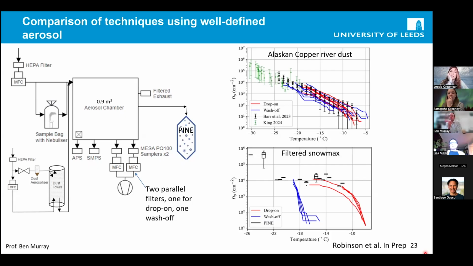For this one, you said you pre-filtered the Snowmax solution. What size did you filter the solution to? 0.2 microns. Okay. So then we nebulize that. It's an aqueous suspension which we nebulize with a sonicator.